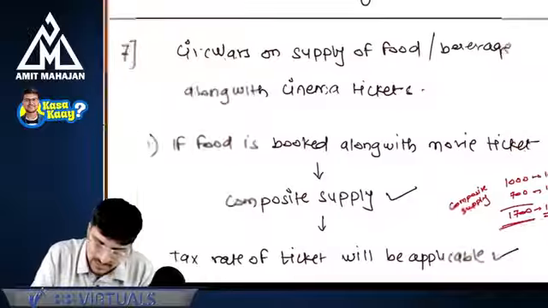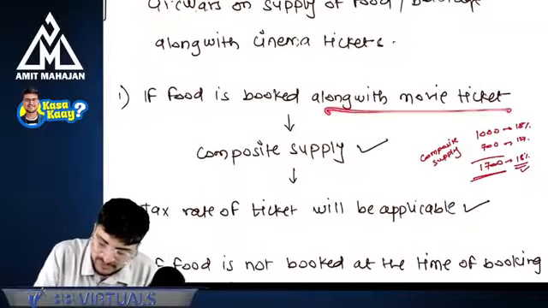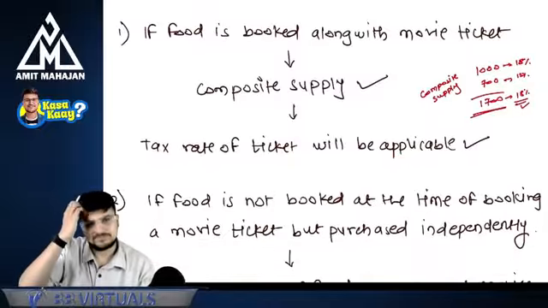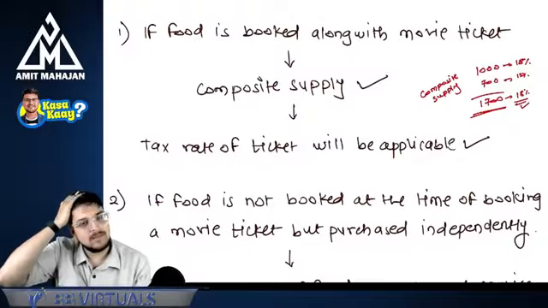Understanding? See, if food is booked along with a movie ticket, it is a composite supply, and the tax rate of the ticket will be applicable. The tax rate of the ticket will be applicable.